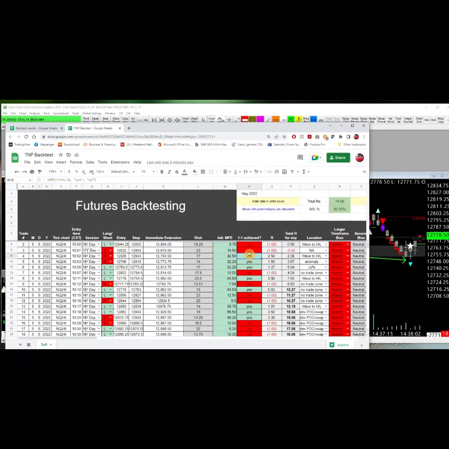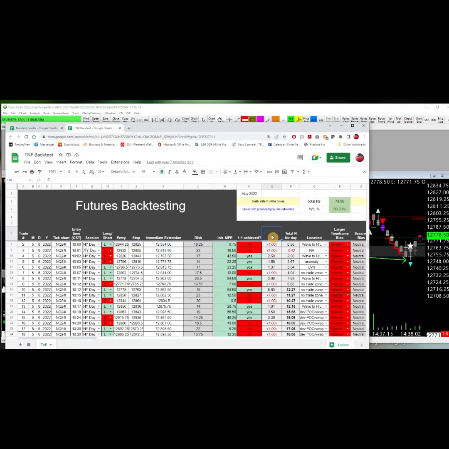But just realize that when it says no, the R's and the win rate are going to consider it a loss if it does not make it to 1-to-1, even though most of us are actually still going to have a profitable trade in that situation as long as you're taking profits appropriately. So something to keep in mind.